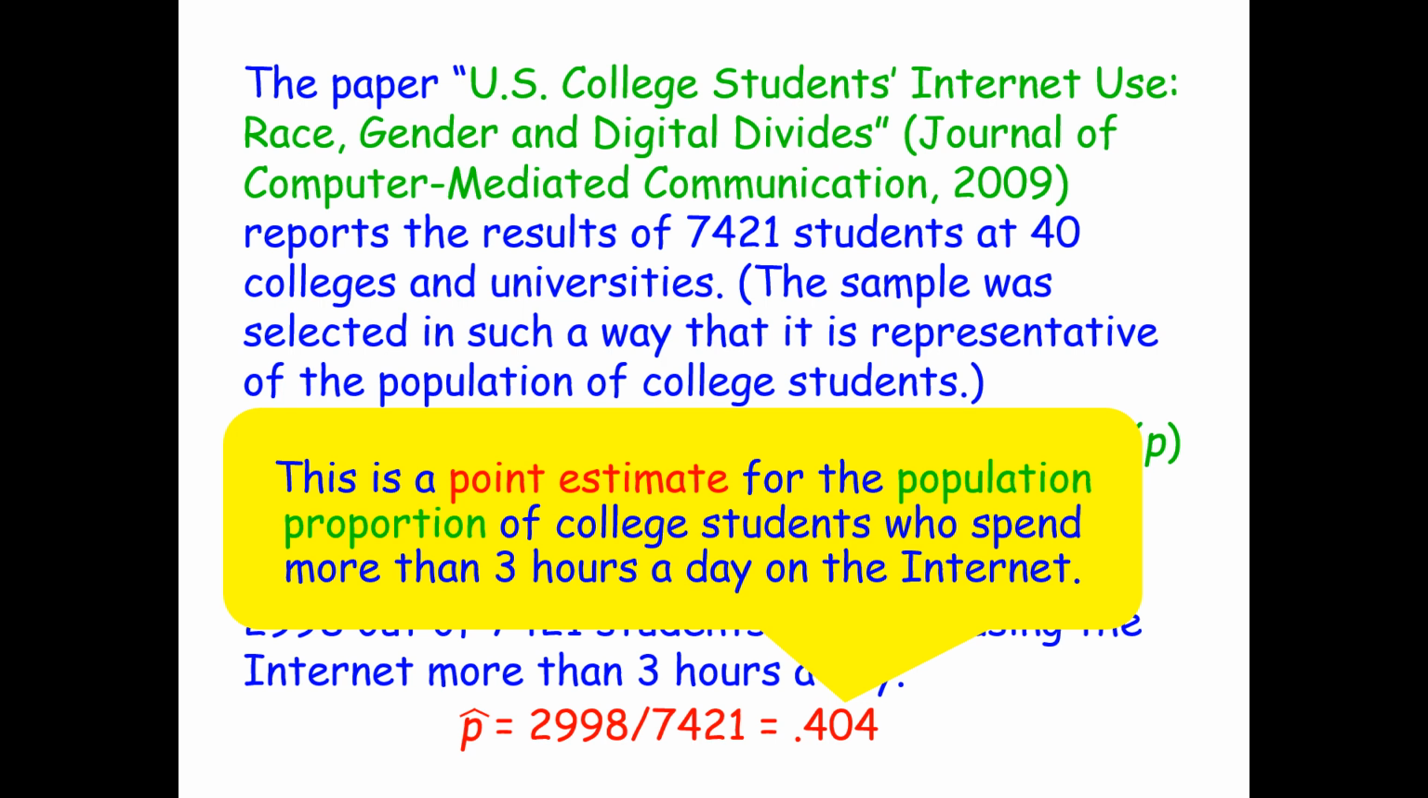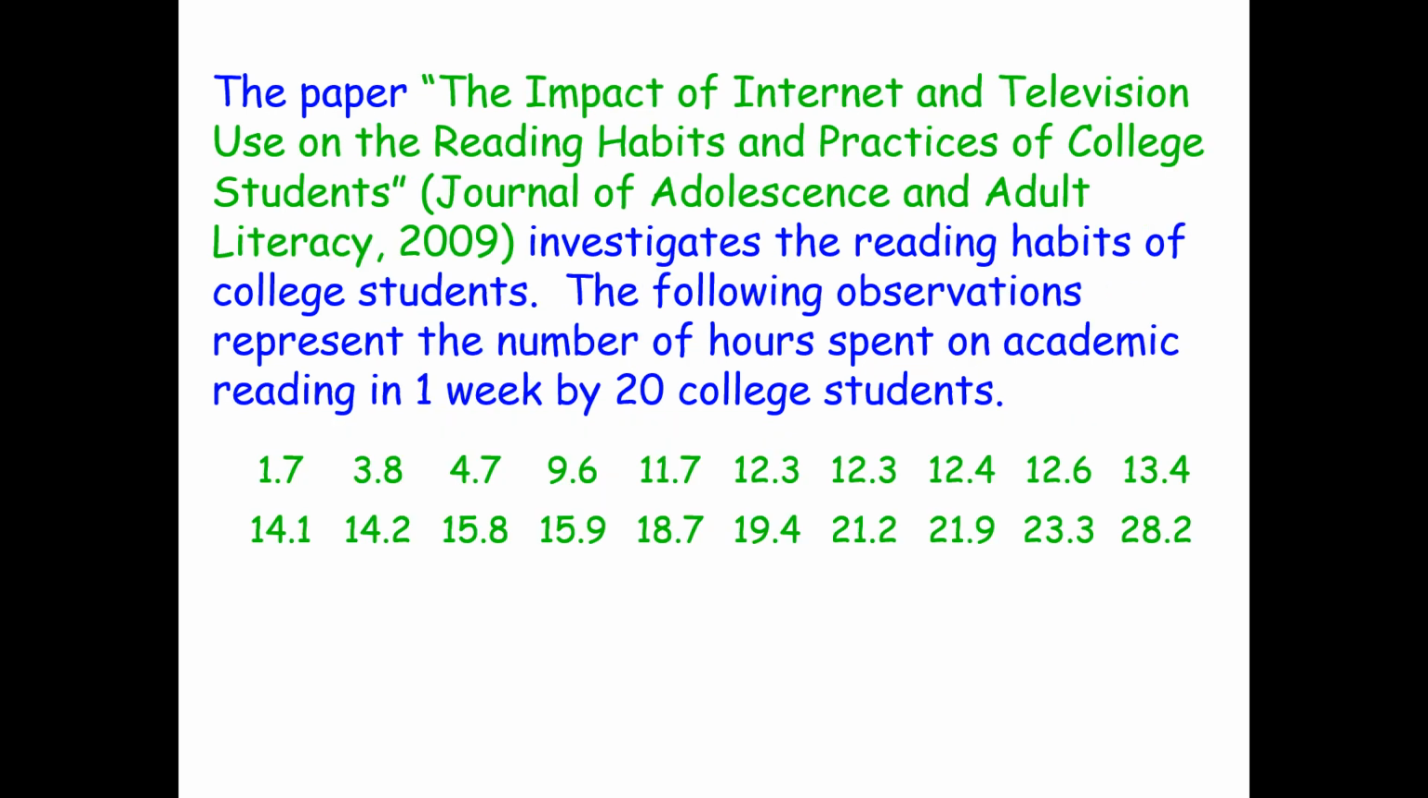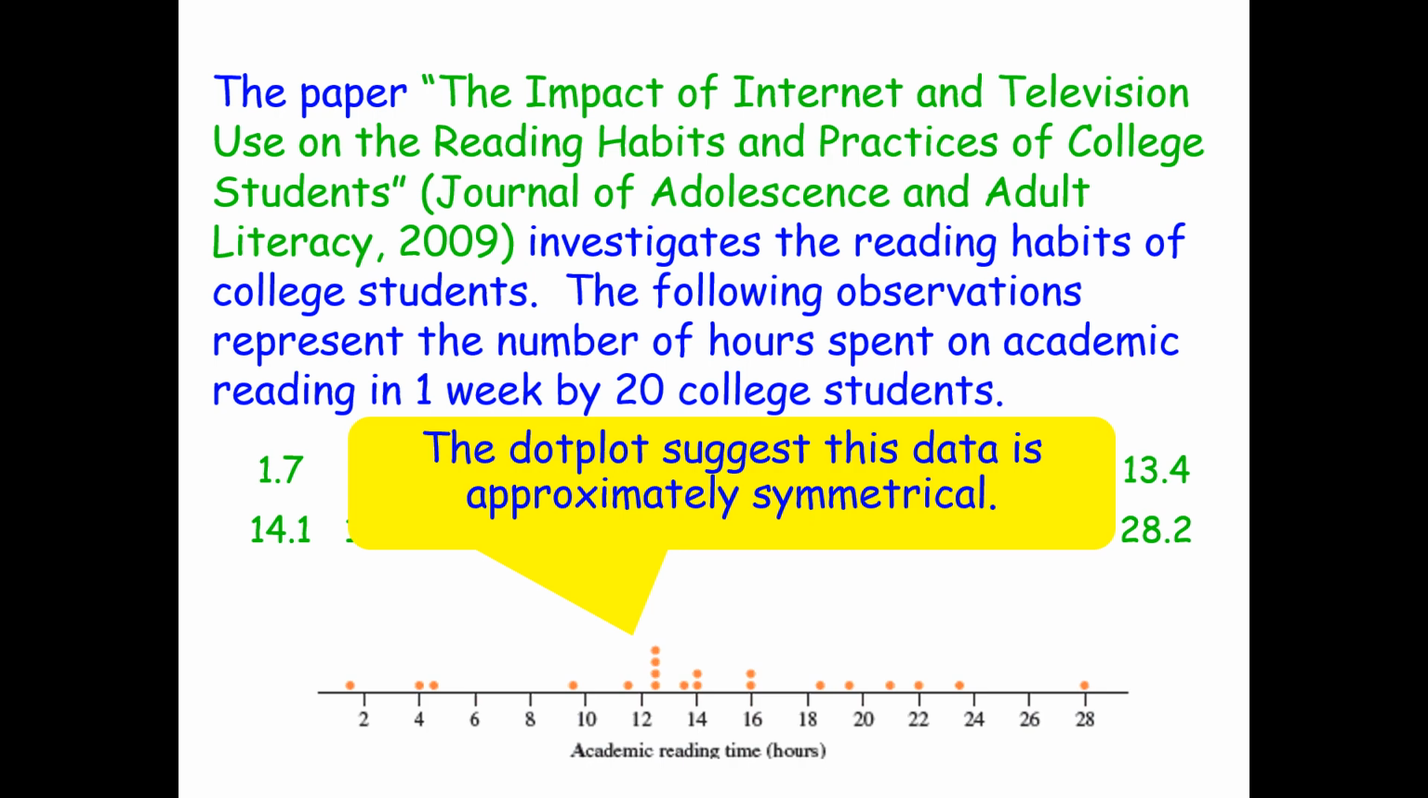Let's look at another example. The paper "The Impact of Internet and Television Use on the Reading Habits and Practices of College Students" investigates the reading habits of college students. The following are observations that represent the number of hours spent on academic reading in 1 week by 20 college students. Now, if we create a dot plot here, it suggests that this data is approximately symmetrical.